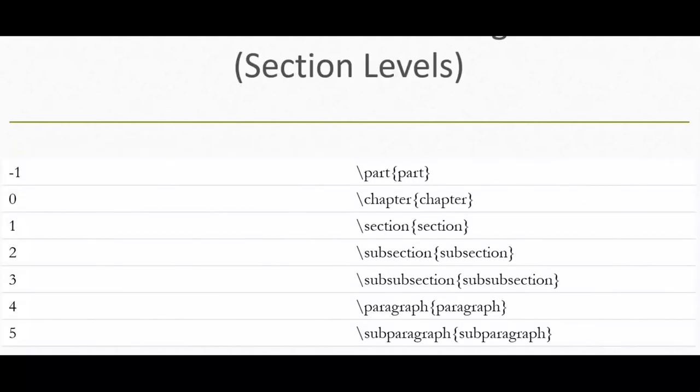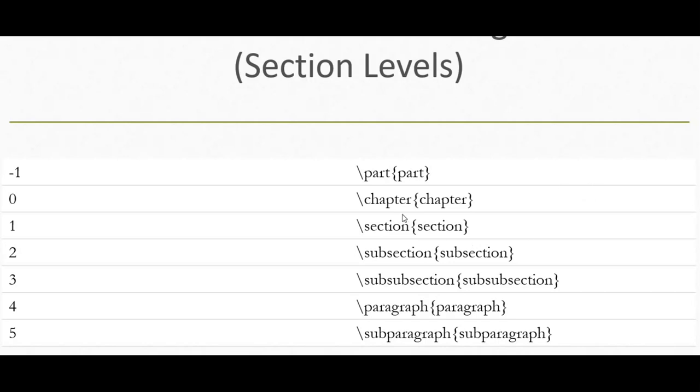So here is the document sectioning. These are various section levels. At -1, it is for PART. It is used for the purpose of article, report, and book. 0 is for chapters. If you want to make chapters in your book, then you should use this particular level.